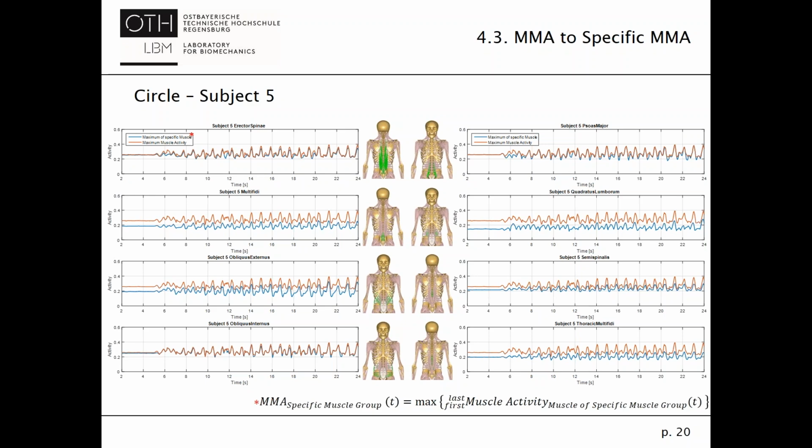The blue curves in these figures are the maximum muscle activation of a specific group, and the red curve is the maximum muscle activation of the whole simulation, and therefore it is the same in all plots of one trial. And when the blue curve is equivalent to the red one, this muscle forms the highest activity.